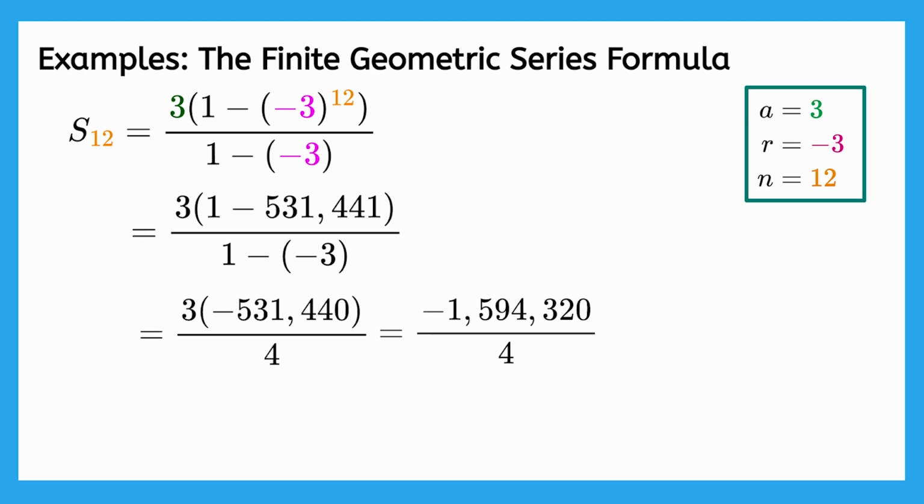The total sum of this series is -398,580. That seems like a big total for just 12 terms, but it makes sense. Remember, geometric sequences grow exponentially. And just imagine what would have happened if the common ratio had been positive.